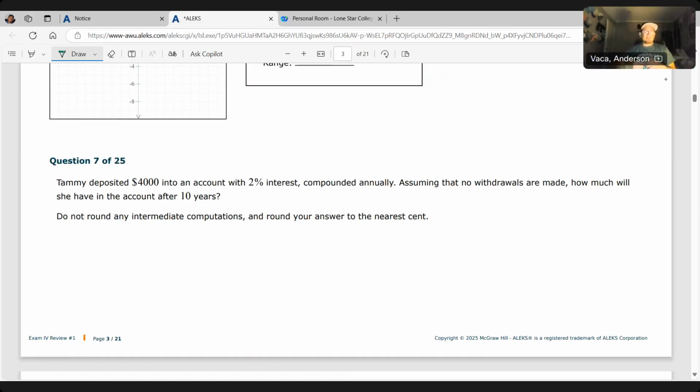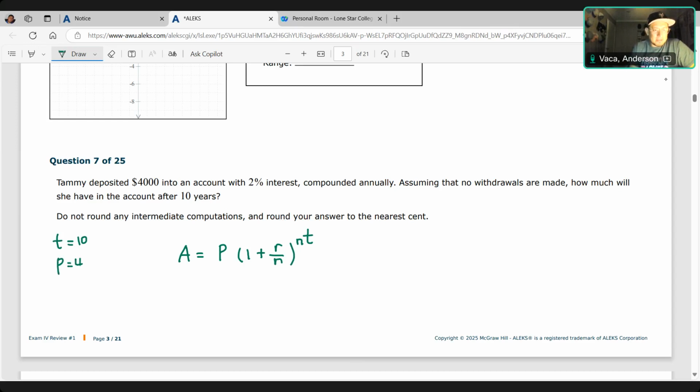7. Tommy deposited $4,000 into an account with 2% interest, compounded annually. Okay, so this is the compound interest formula. So the future value is equal to the initial investment, 1 plus the interest rate divided by the number of times the interest is compounded in a year, raised to the power of NT. So just to get some information here, assuming that there are no withdrawals, how much would be saved after 10 years? So T is equal to 10.